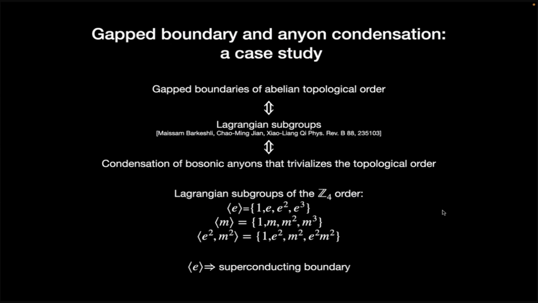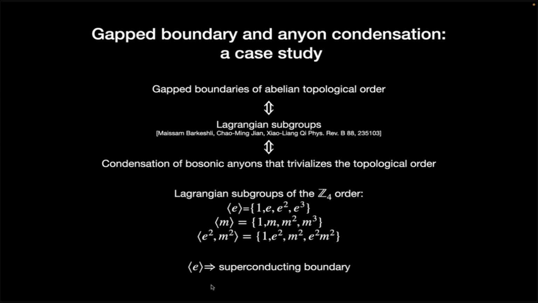For this, the topological order is actually quite simple. We can completely enumerate all the Lagrangian subgroups, and it turns out there are three of them. One is condensing the E anyon, the other is condensing the M anyon. There's also a third one that condenses the E squared and M squared anyons. E squared and M squared are both bosons, and they can be condensed simultaneously because they braid trivially.